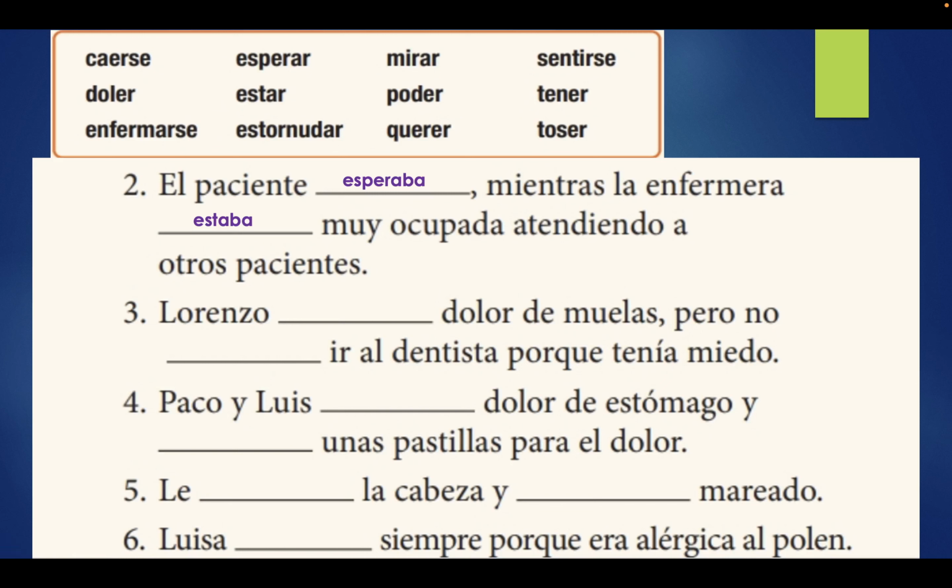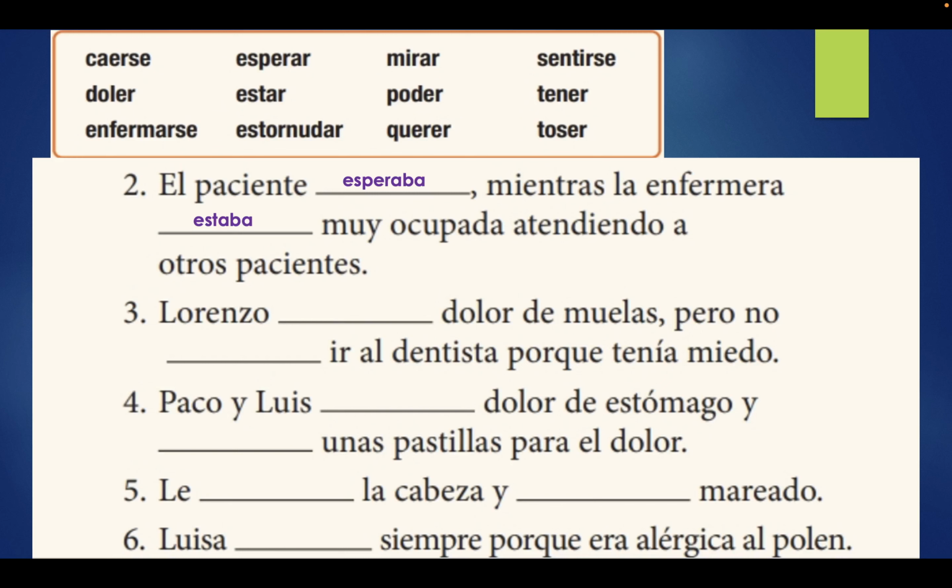All right, número tres. Lorenzo blank, dolor de muelas, pero no blank ir al dentista porque tenía miedo. So Lorenzo blank, pain of the tooth. He blank a toothache, but he blank to go to the dentist because he was afraid. So Lorenzo had a toothache, but he wasn't able to go to the dentist.